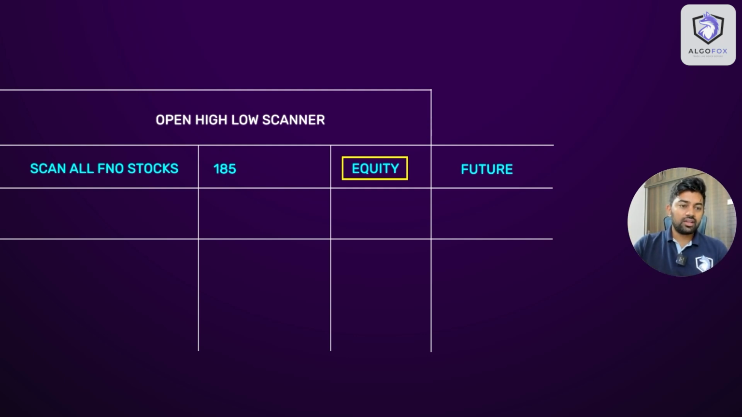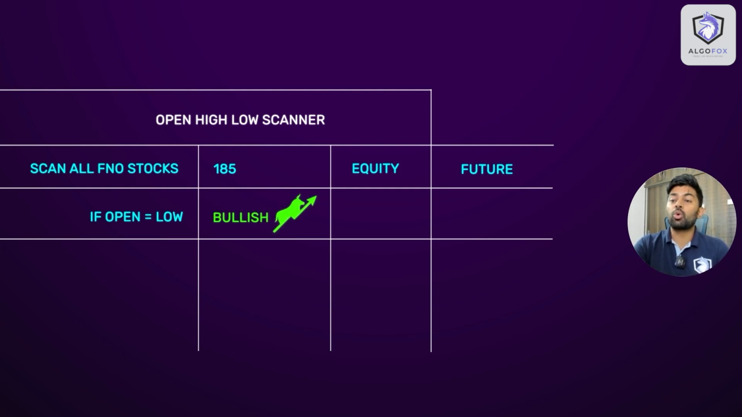Now, in equity or in futures, if open is equal to low, that means the market is bullish. That means we are expecting the market to go up. Now, when the market is bullish, we immediately see the ATM call, and in the ATM call, open should also be equal to low. That means there is strength in the underlying, and the ATM call is also showing strength that the market is going to go up.